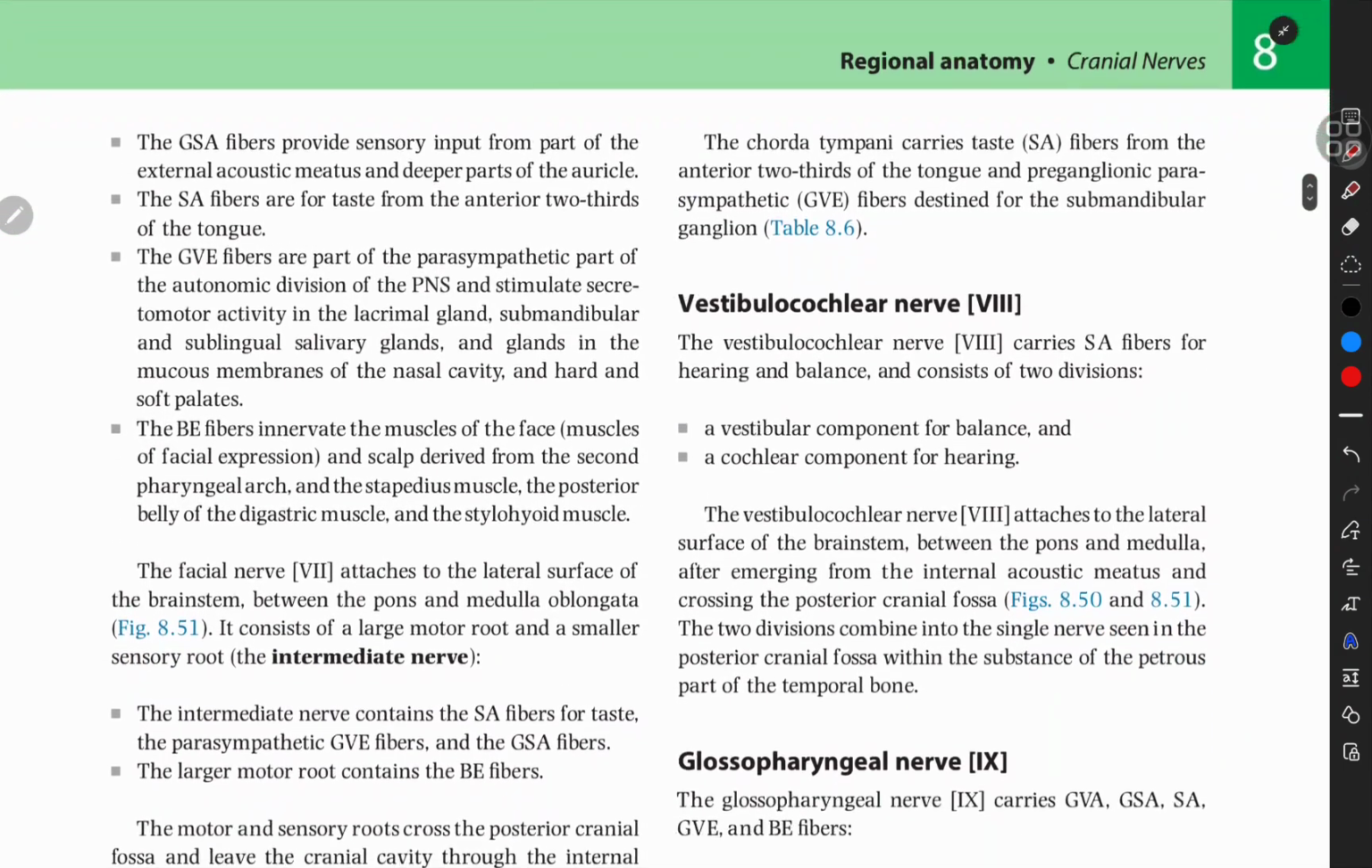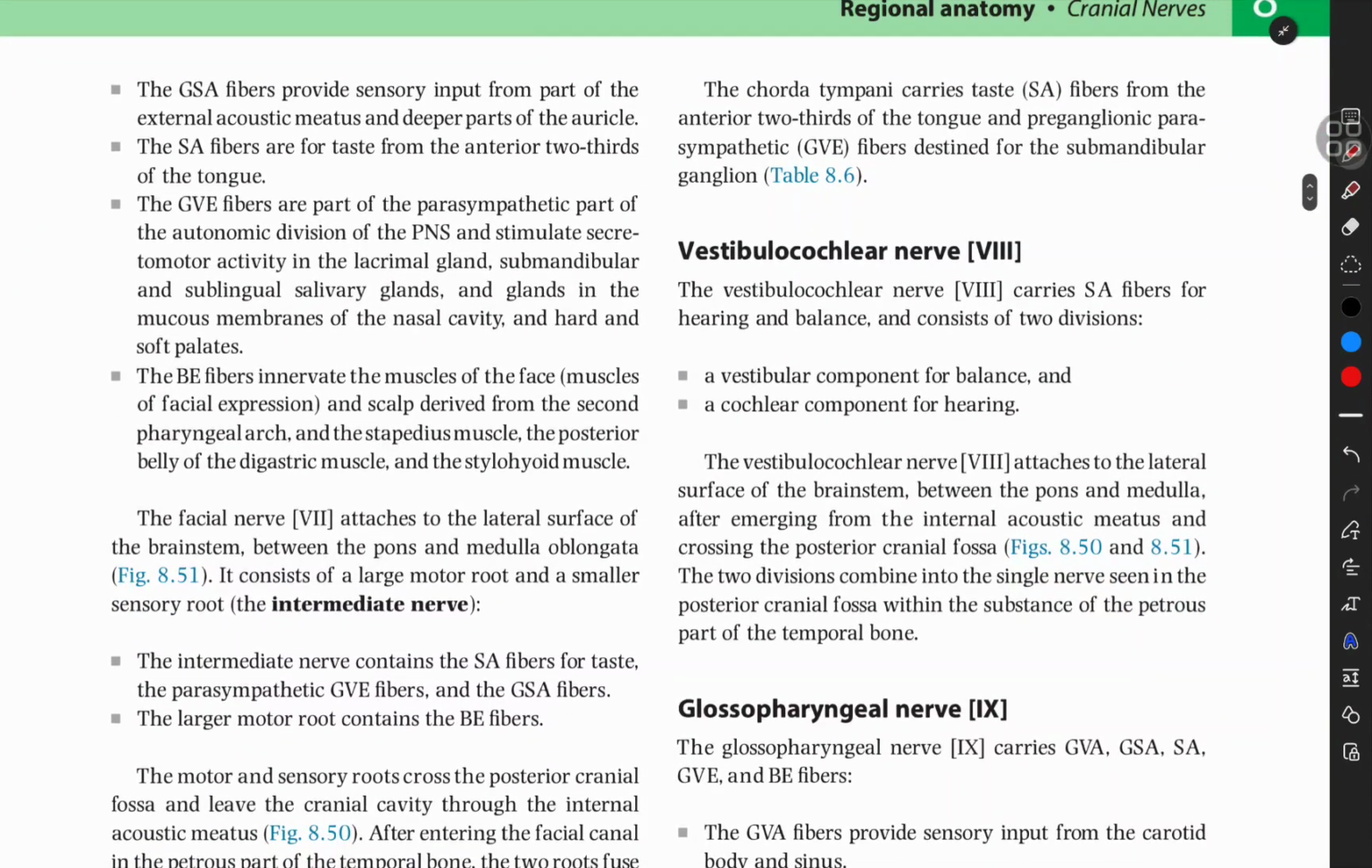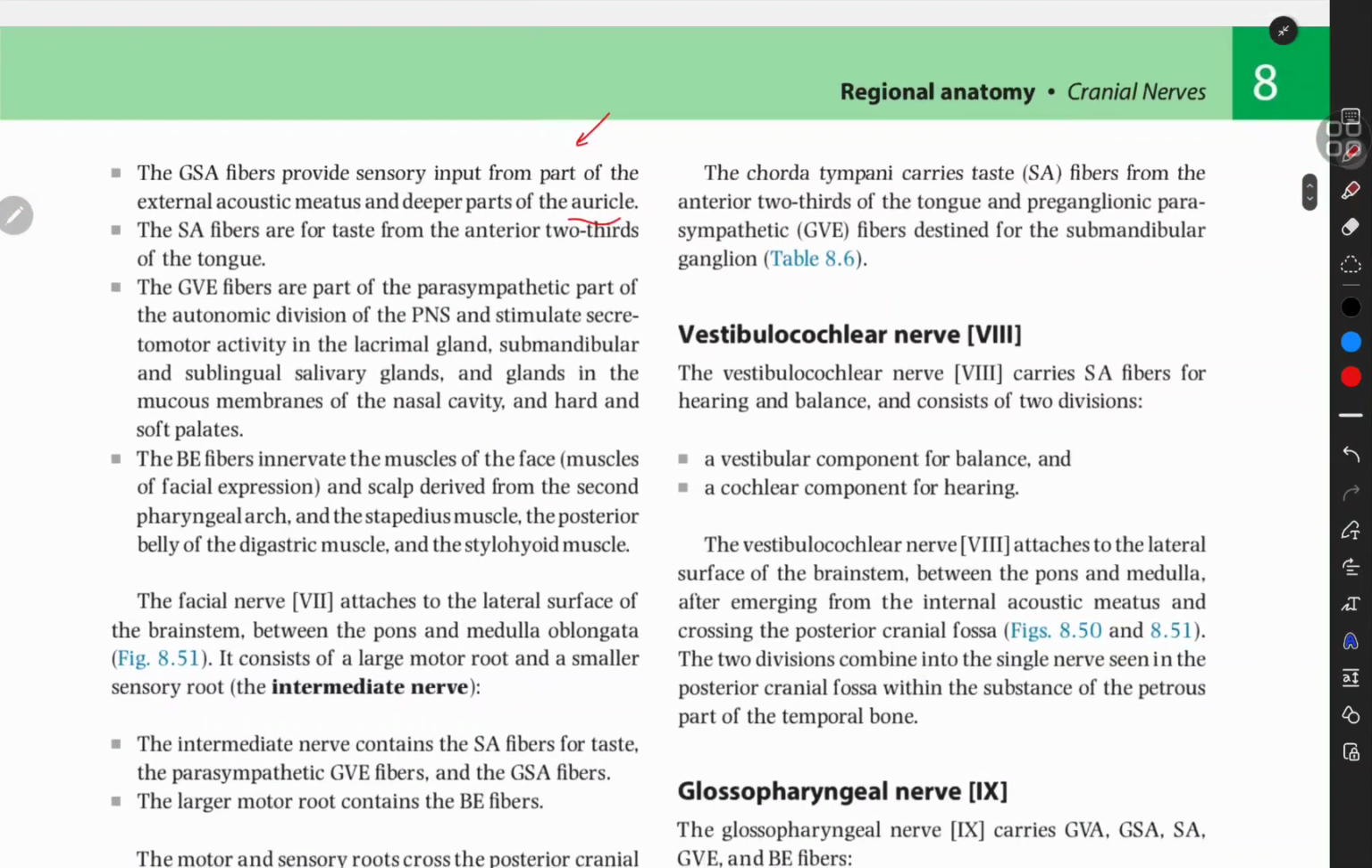General somatic afferent fibers provide sensory input from part of the external acoustic meatus and deeper parts of the auricle. So from the ear side, trigeminal nerve. No, this is the facial nerve.